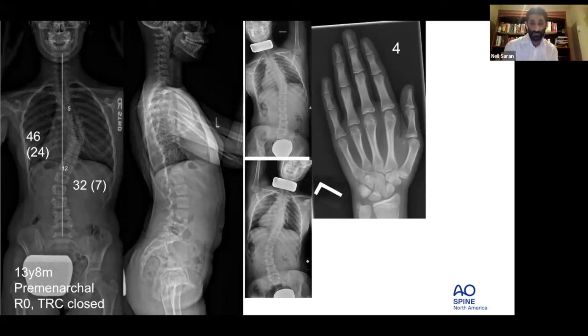The reason was the curve was too rigid, and we probably weren't able to offload the concave discs, the concave end plates. So it just never grew, and eventually a tether snapped and we went on to a fusion. So I think the utility of the bend films really is to assess for flexibility of the deformity. You need a flexible curve, otherwise you're not going to be able to offload the end plate so that it can resume growth and actually modulate growth. Okay, great.